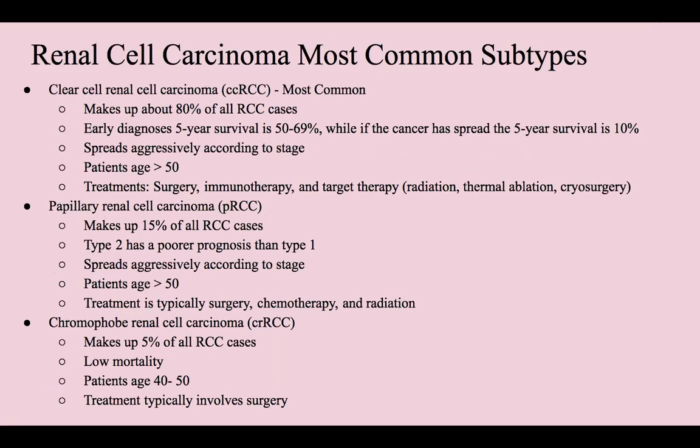Okay, so here are the biological subtypes, the most common ones. We have clear cell renal cell carcinoma, papillary renal cell carcinoma, and chromophobe renal cell carcinoma. A little bit about each one. Clear cell is the most common. With early diagnosis, the 5-year survival is 50 to 69%, while if the cancer has spread, the 5-year survival is lowered to 10%. It spreads aggressively. Papillary renal cell also spreads aggressively.